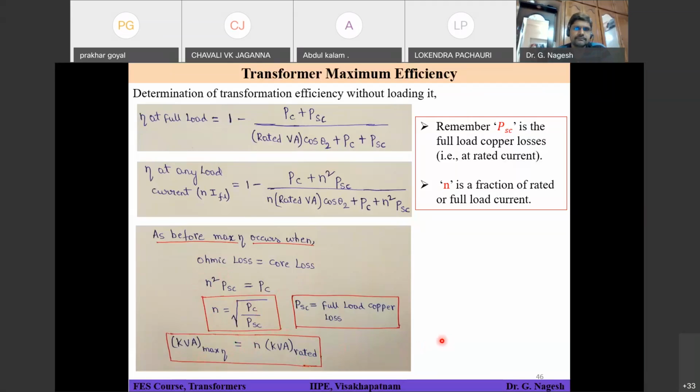The kVA corresponding to maximum efficiency we have already seen, which is N into rated kVA of the transformer. These are all things we have already seen, and this is the basic formula we are going to use for calculating the efficiency at different currents. So we'll try to check one problem based on this.